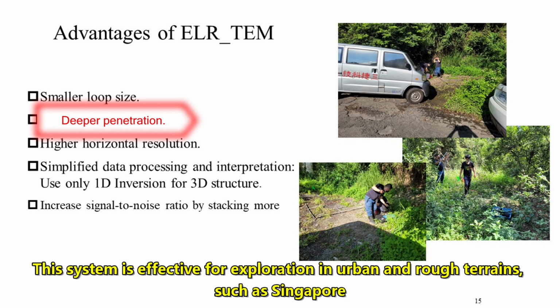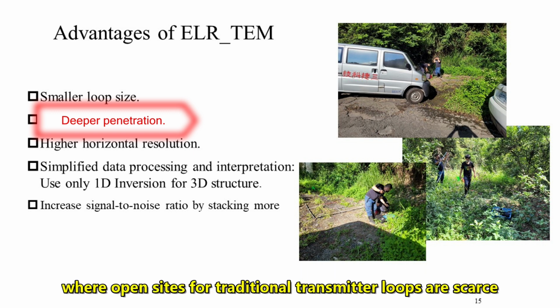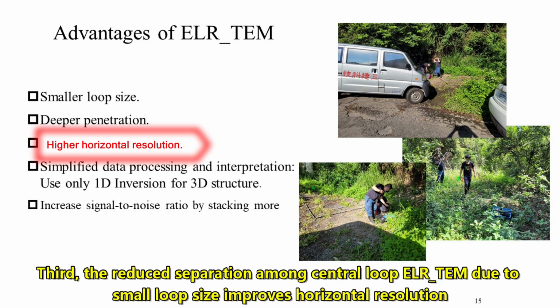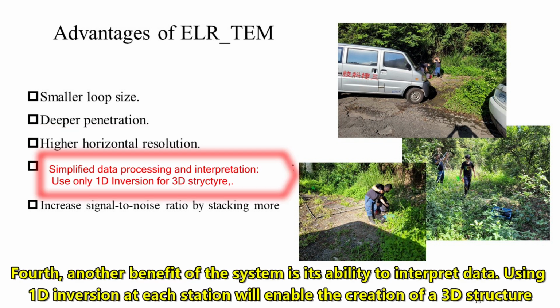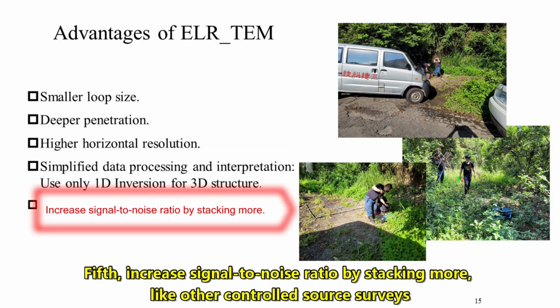This system is effective for exploration in urban and rough terrains, such as Singapore, where open sites for traditional transmitter loops are scarce. Third, the reduced separation among central loop ELR_TEM due to small loop size improves horizontal resolution. Fourth, another benefit of the system is its ability to interpret data. Using 1D inversion at each station will enable the creation of a 3D structure. Fifth, increase signal-to-noise ratio by stacking more, like other controlled source surveys.